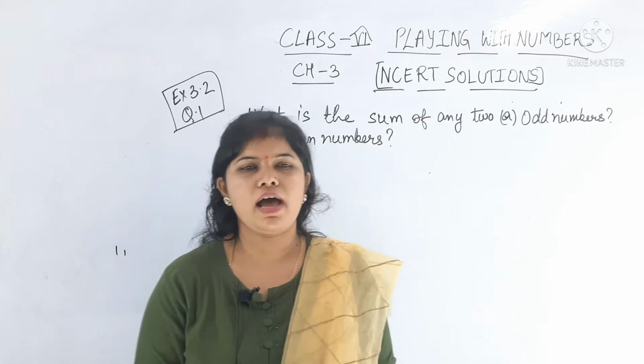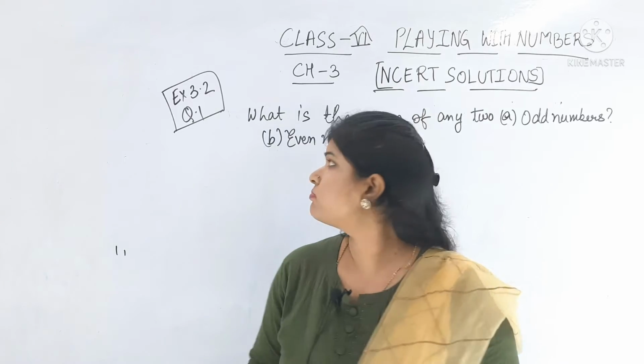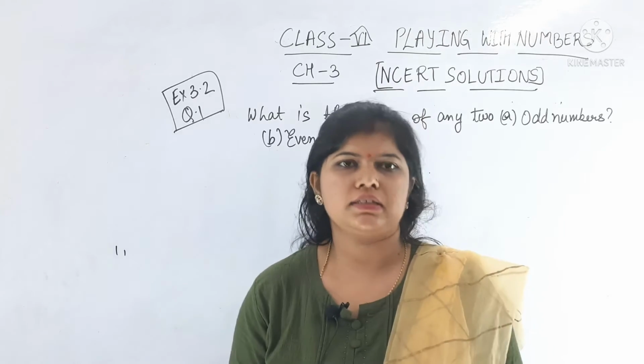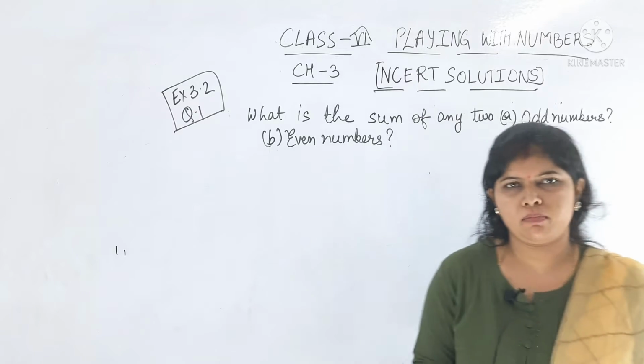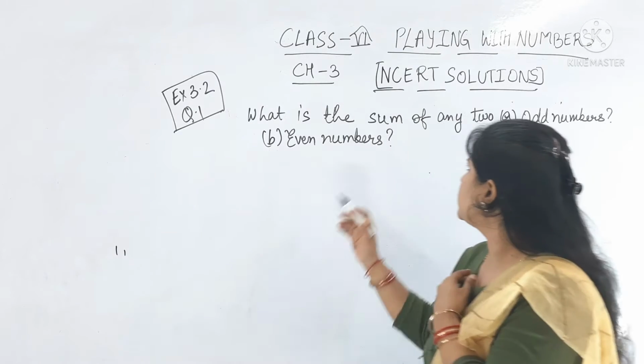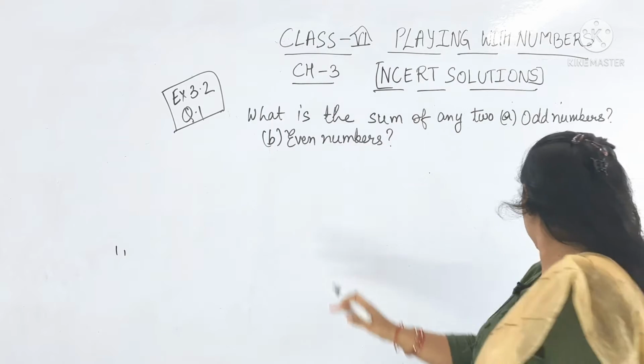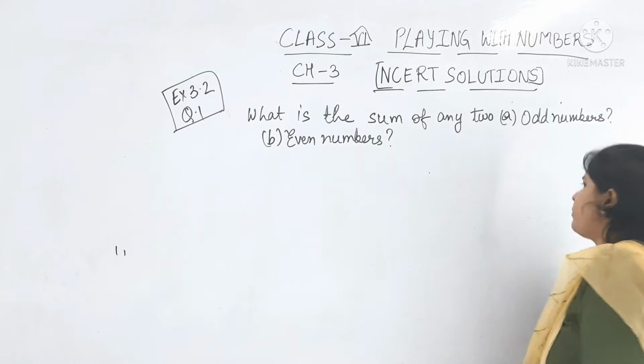Here in this video I will cover exercise 3.2 of class 6. Okay, so let's start with question number 1. What is the sum of any two numbers? Part A is odd numbers, part B is even numbers.